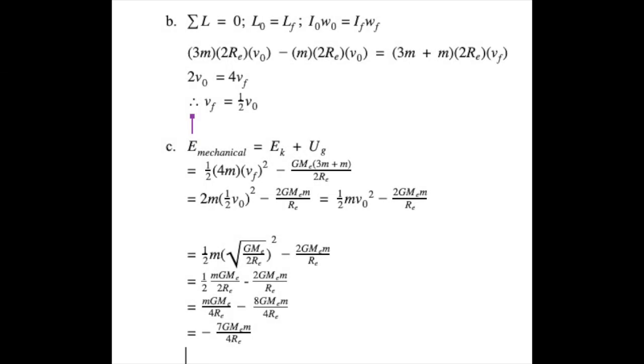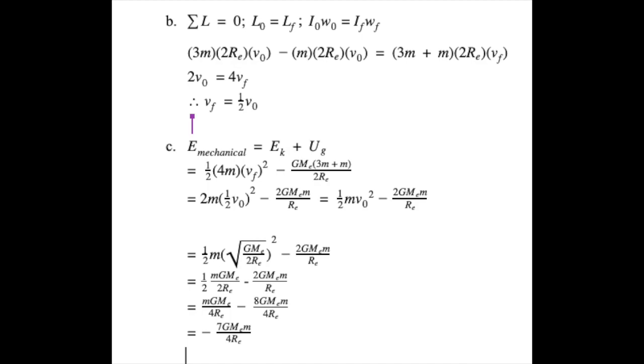So in part 4C, we're asked to find the total mechanical energy of the system after the collision. So the mechanical energy is found as the sum of the kinetic and the potential energy. Potential energy in this case refers to the gravitational potential energy, and kinetic energy will be found as 1/2 mv squared. And in this case, m is basically equal to the total combined masses, which is 3m plus m, which is 4m. So you get 1/2 times 4m times v final squared.